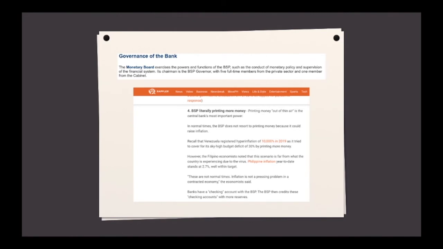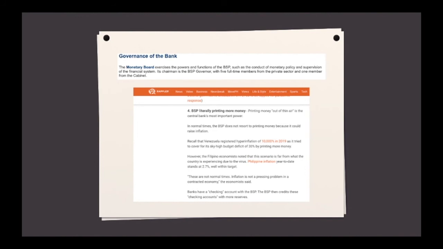And I have here, this is from the website of the BSP or the Banco Central. It says here, listen to this, the BSP is composed of a monetary board. It is not a sole government property. Think about that for a second. Its chairman is the BSP governor, with 5 full members from the private sector. I'll decode that for you. They are businessmen and they are banks. And 1 member from the cabinet. There are 4 people who are from the private sector and then 1 member from the government.